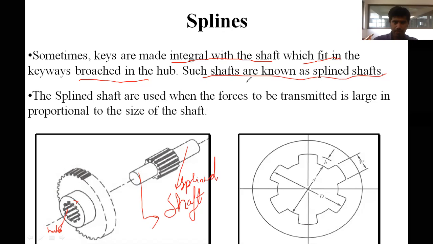Splined shafts are used when the forces to be transmitted are large, when too much force is acting on the machine parts. In that case, we use these splines, which fit in proportion to the size of the shaft. Whatever the size is, on that basis it is going to fit.